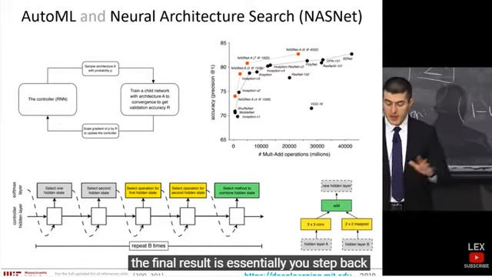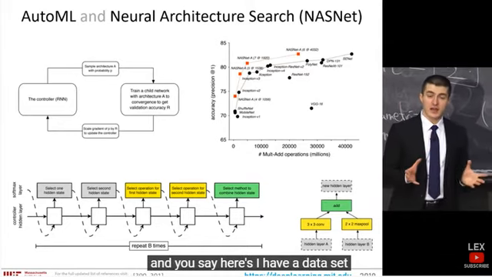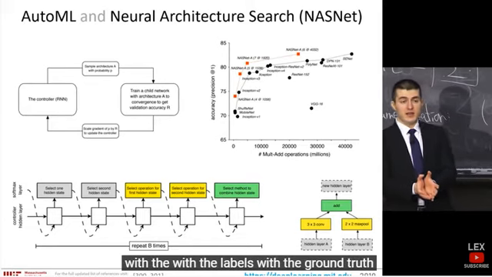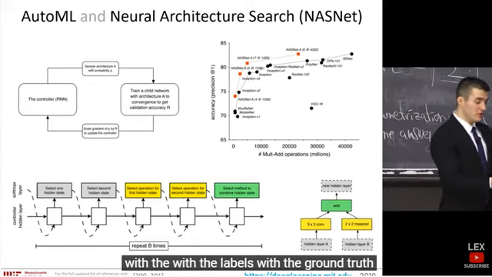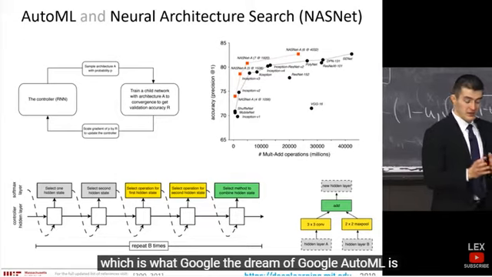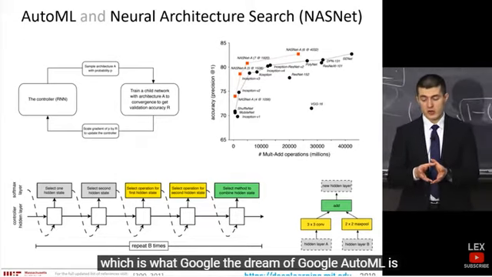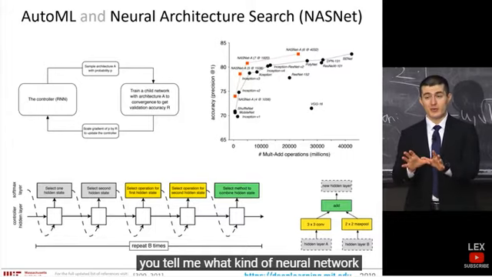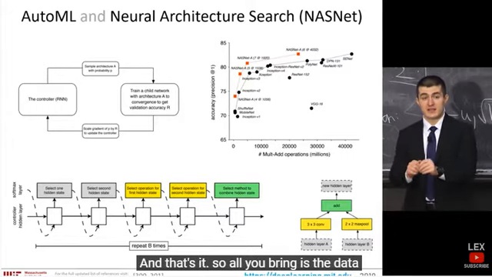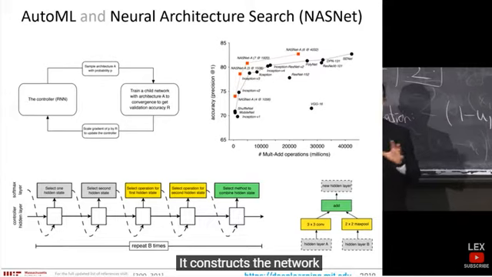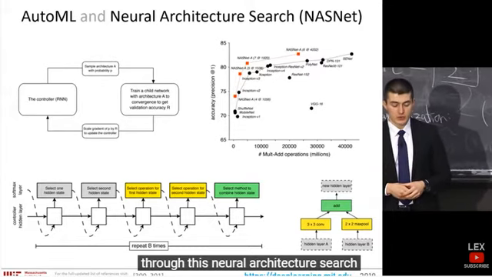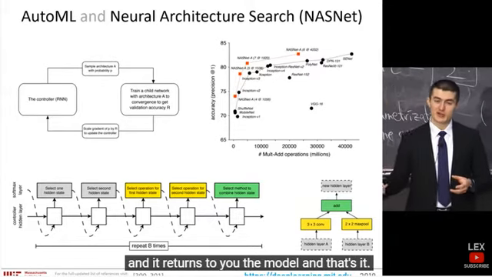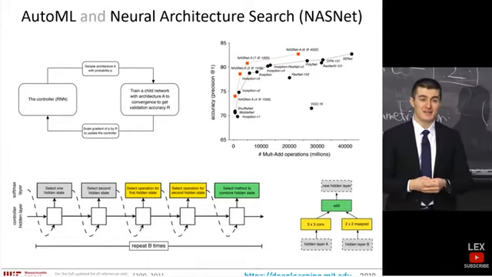It's super exciting that, as opposed to, like I said, stacking Lego pieces yourself, the final result is essentially you step back and you say, I have a data set with the labels, with the ground truth, which is what the dream of Google AutoML is. I have the data set. You tell me what kind of neural network will do best on this data set. And that's it. So all you bring is the data. It constructs the network through this neural architecture search and returns to you the model, and that's it.